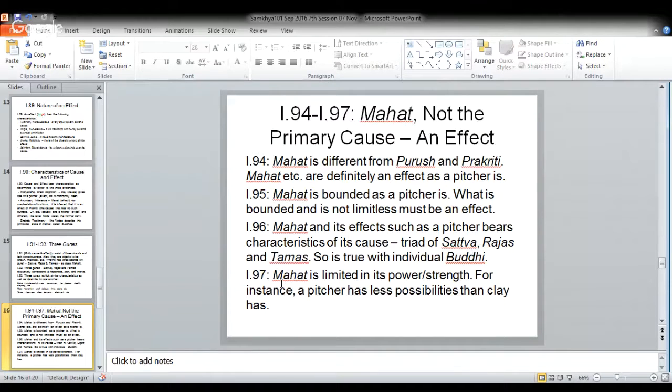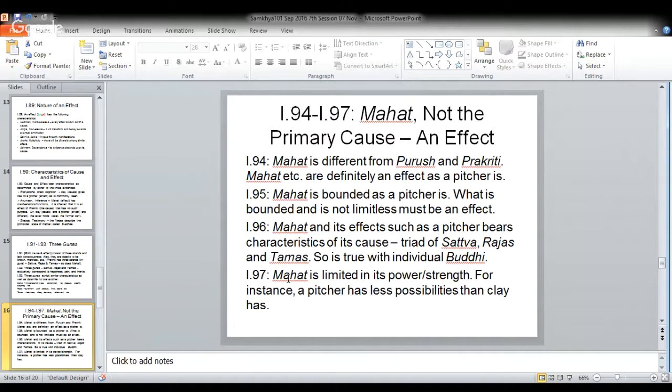1.97. Mahat is limited in its power and strength. For instance, a pitcher has fewer possibilities than clay has. Once you make a pitcher, you don't have all the other options that clay could have made possible. With clay, you could have made other things also, a toy for a child to play. But a pitcher is just a pitcher. So a number of options have been limited once you transform the clay to a pitcher.